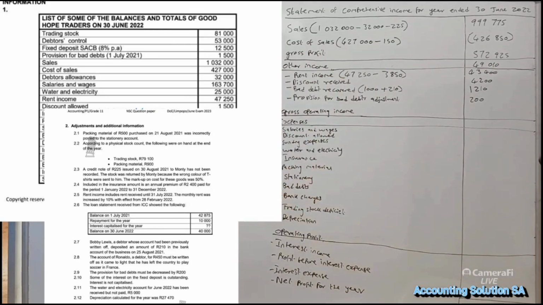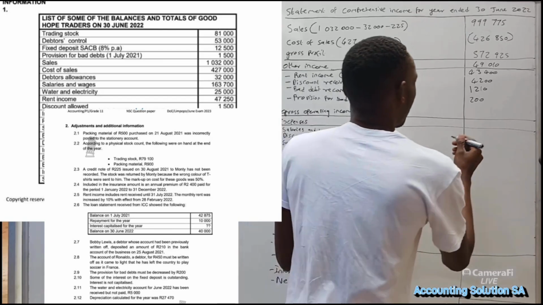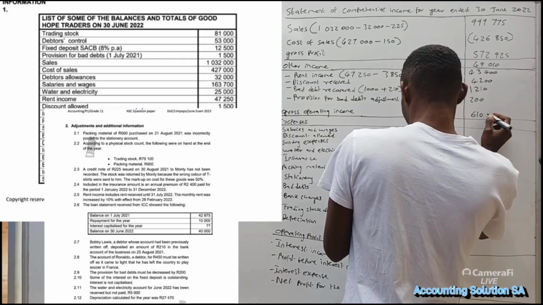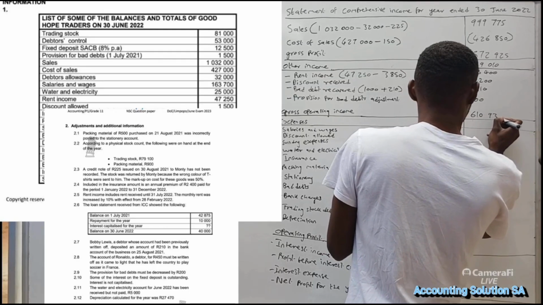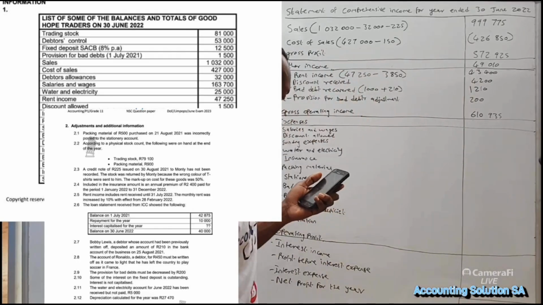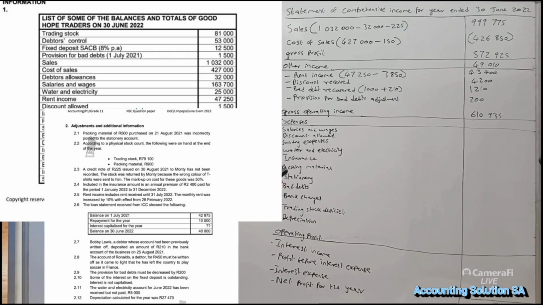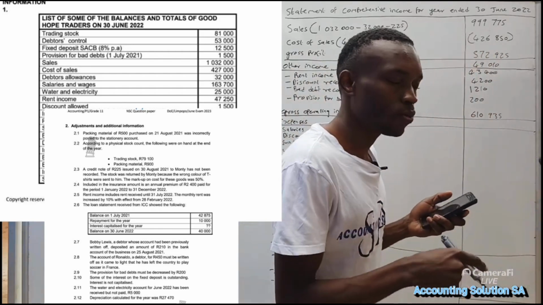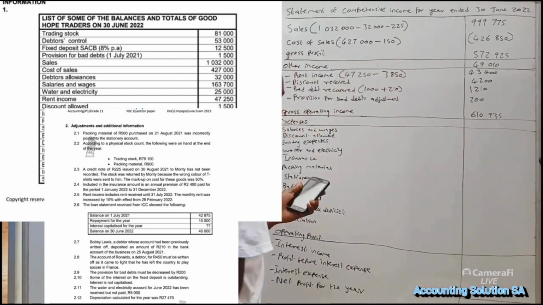So after that, we have to go to gross operating income. You just add gross profit and other income, then you will get gross operating income of 610 935, just like that. Okay, then let's proceed. Now we are going to expenses. We have a lot of expenses. Okay, but I want us to start with these three expenses that there was no mark allocation in this case because there was no adjustment and the amount was given.